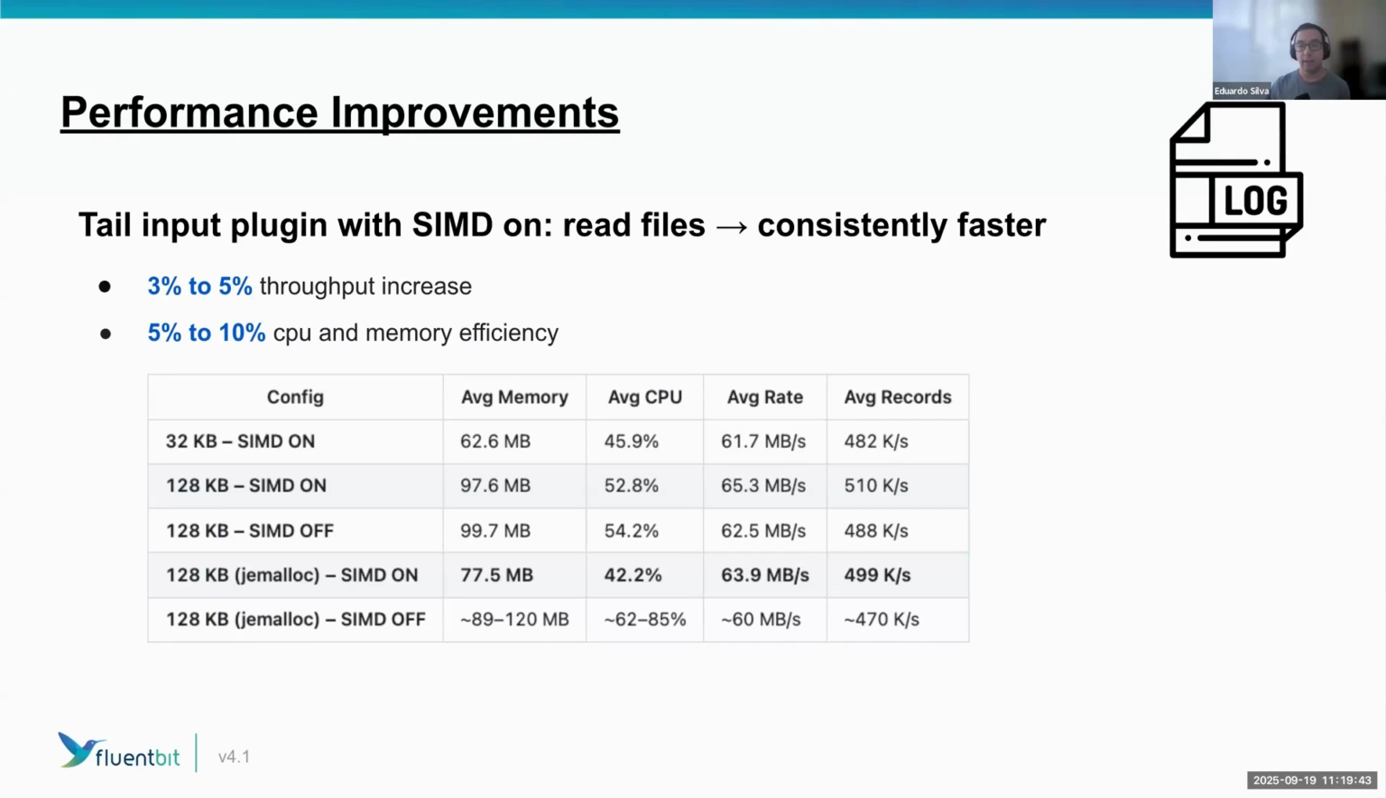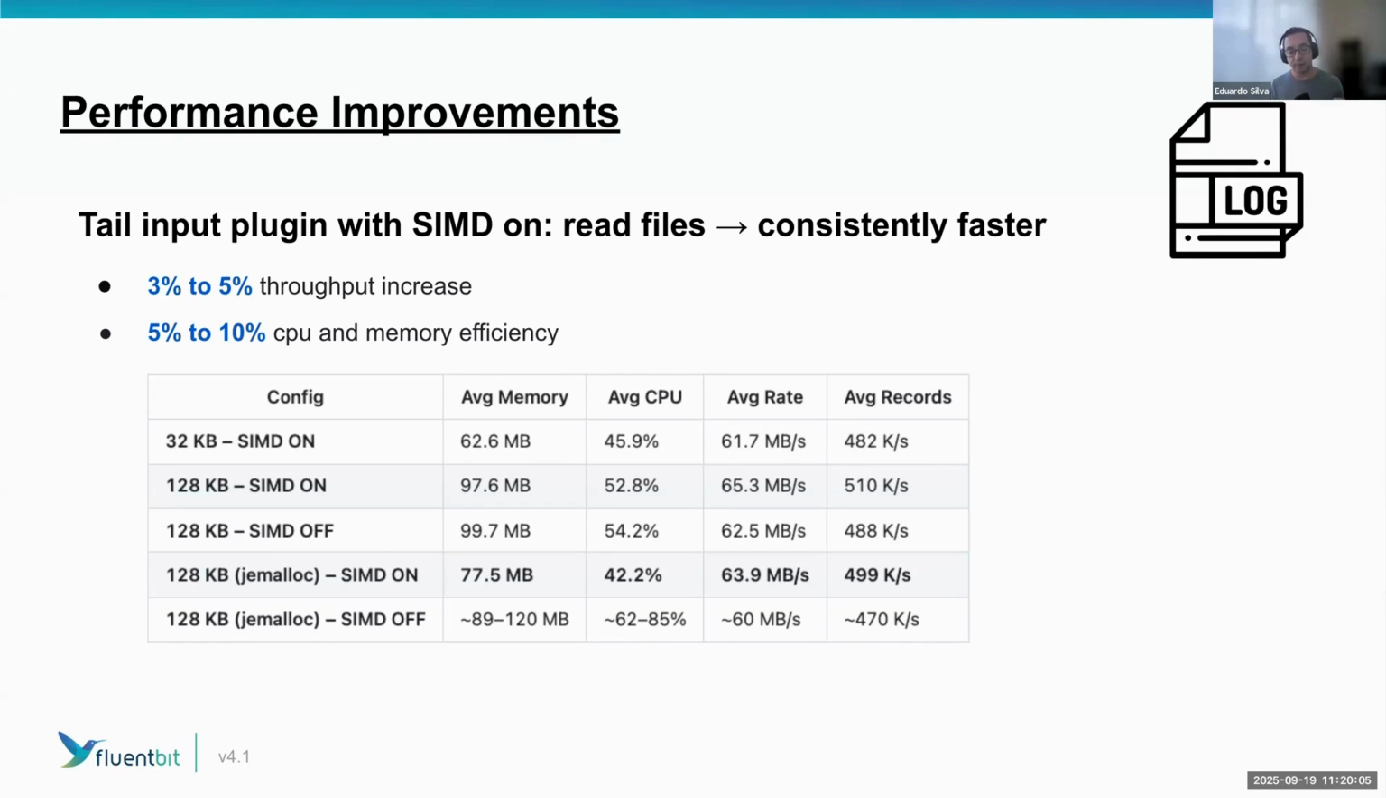And with the new SIMD improvement that was done, we were able to increase the throughput on reading files by 3 to 5%, of course, based on the type of data that we are reading and the size. And that also improved the efficiency in CPU and memory.